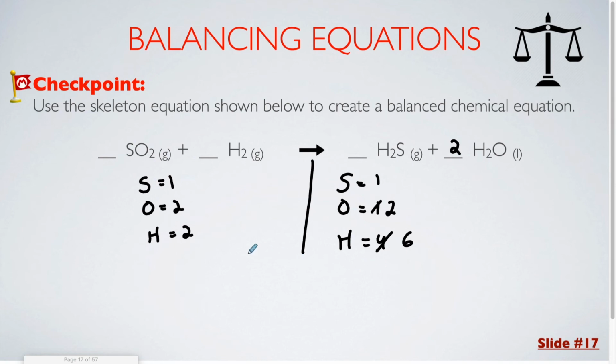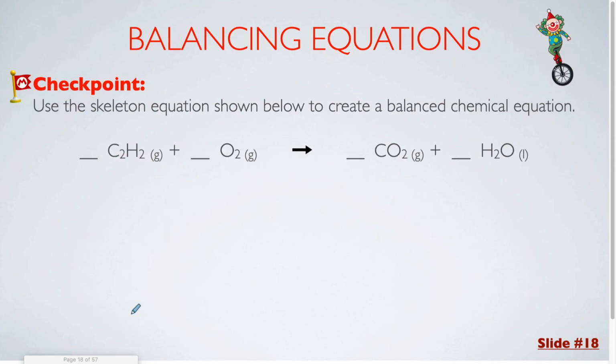All right, next we have to make the hydrogen on this side 6, which can be done by putting a 3 here. 3 times 2 is going to be 6. 1, 2, 6, 1, 2, 6. Everything is now balanced, so I can just put 1s in any places that did not require a different coefficient.